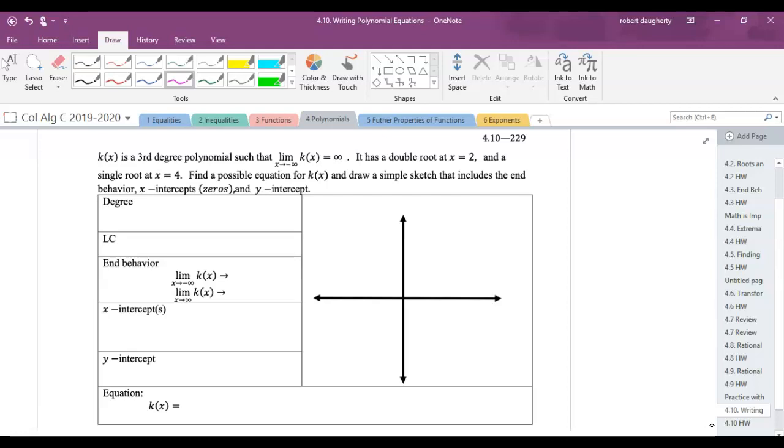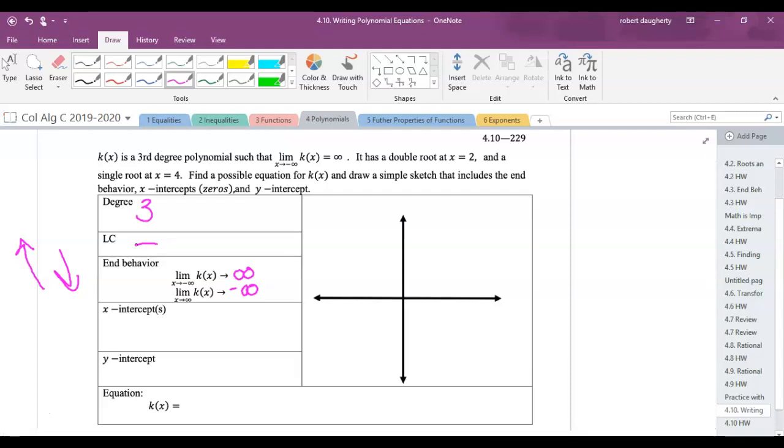Okay. Let's look at another one here. K of x is a 3rd degree polynomial. So what's the degree? 3. Okay, you don't miss that one, okay? The limit as x goes to negative infinity is infinity. So if it's a 3rd degree and it's going up over here, what's it doing over there? It has to be going down over here. So if it goes up to the left, it has to go down to the right, okay? What's the leading coefficient got to be for this one? Yeah, it's got to be a negative coefficient. So all of that I know just from reading that first sentence.